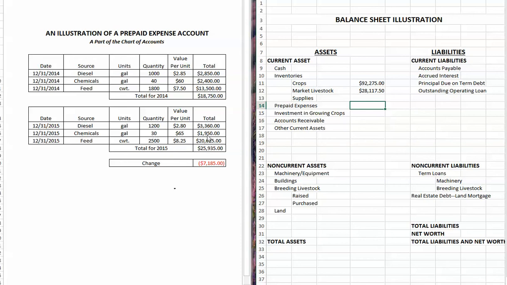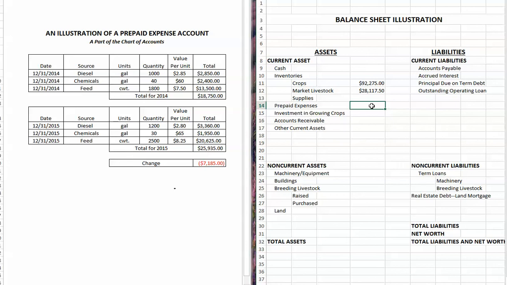And here's the values. Now when you total those values for these three items for the end of 2015, the end of the fiscal year, it's at $25,935. Okay? That's how much prepaid expenses you have on hand. In other words, you have bought those and paid for them, recorded them in your expense ledger. However, you have not used them, so they're actually on the farm.